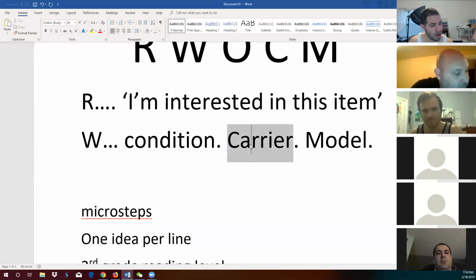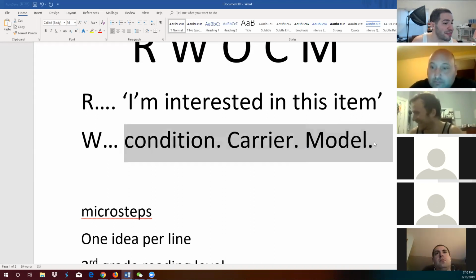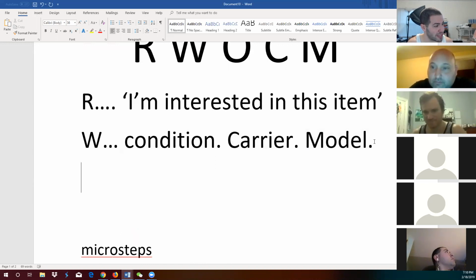Got to figure out the carrier. Is it Verizon, AT&T, Sprint? We got to figure out which one, because an iPhone 5S goes for a little bit of a different price than an iPhone XS Max. Then once we figure out what they have, we're going to send them an offer.